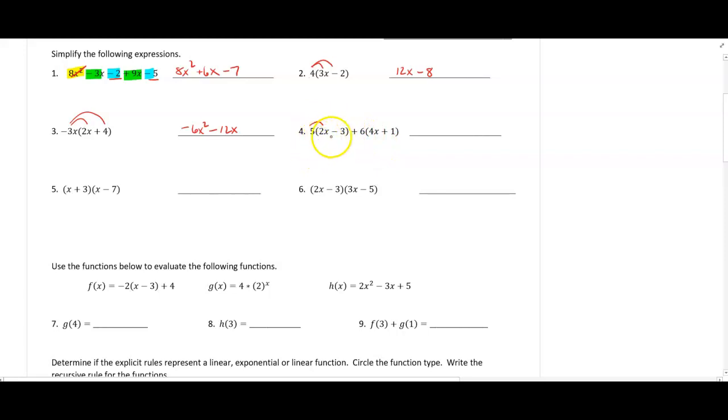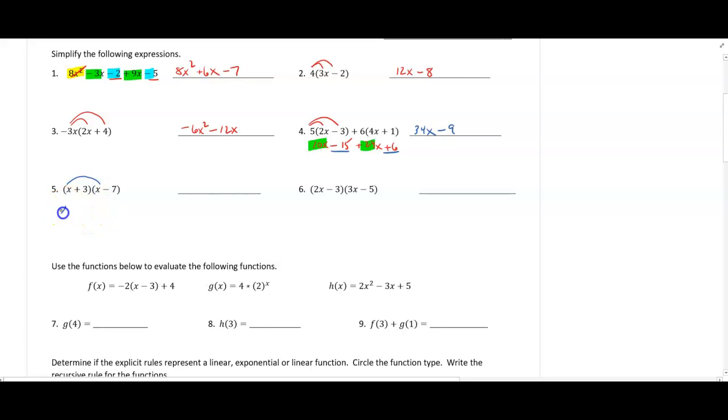Next, the first thing we want to do is distribute here. So 5 times 2x is 10x minus 15, right? Then plus 24x, and then plus 6. So now when I combine like terms, 10x and 24x will give me 34x, and negative 15 plus 6 will give me minus 9.